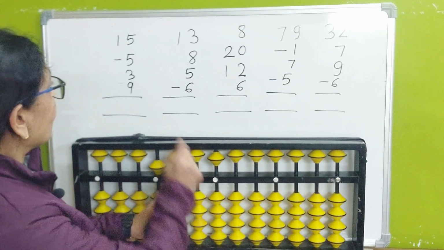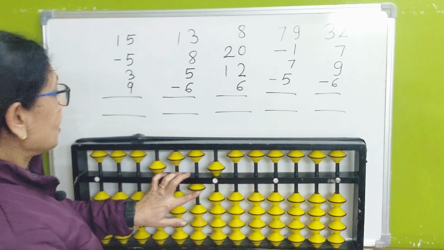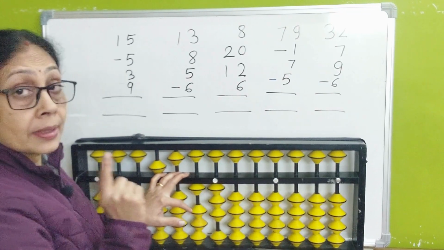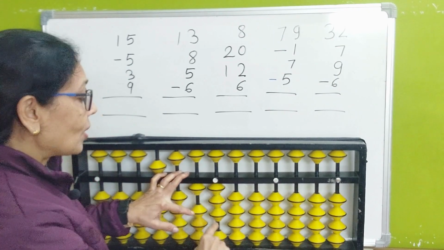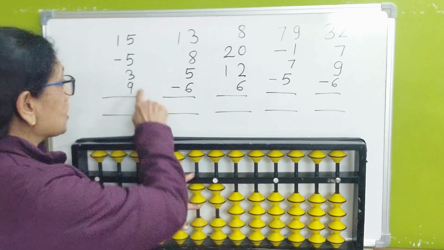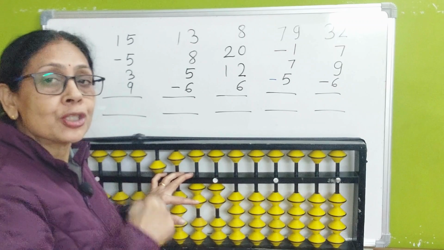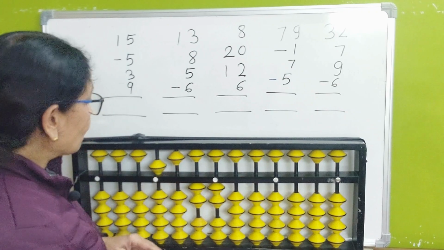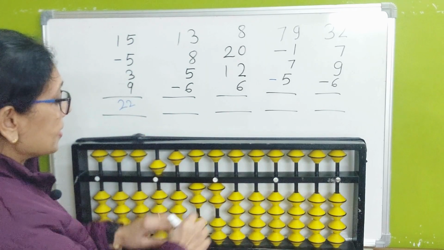The first sample question is 15. The number is 15, so less 5, add 3, 9. Add 9: you know the friend of 9 is 1, so less 1, add 10. See, 9 is at the ones place. A single number we will always add at the ones rod. Single number means unit place, it means ones place. So this is 22. We'll write here 22 and 13.